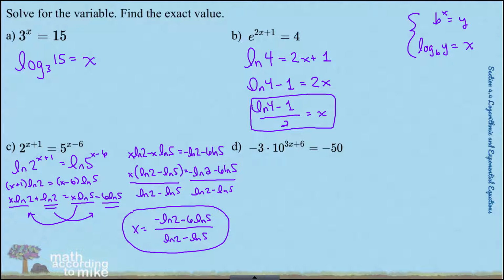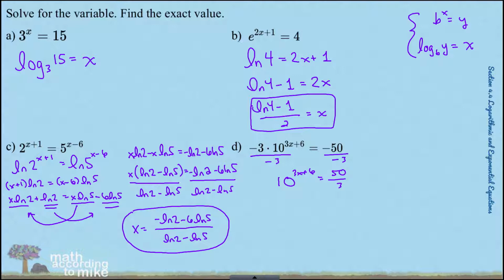All right, part D. Just like our previous video, we can't multiply the negative 3 and the 10 because the 10 has an exponent. So instead, we have to get rid of the negative 3, and the way we're going to do that is dividing both sides by negative 3. So we'll have 10 to the 3x plus 6 equals 50/3.